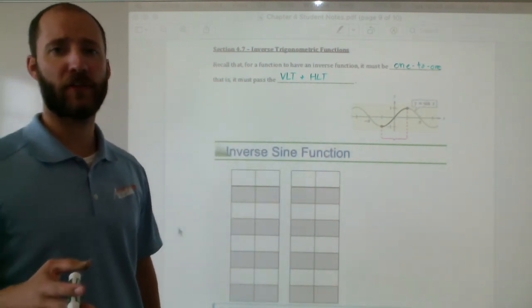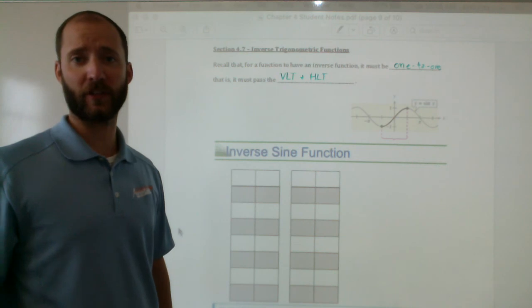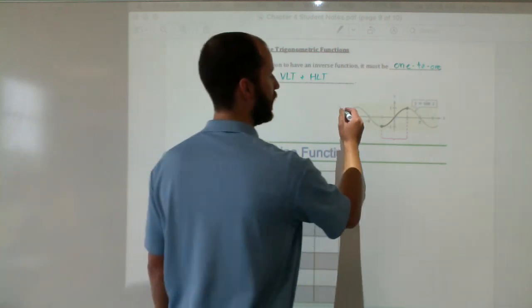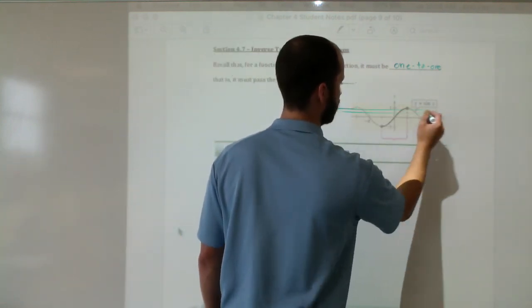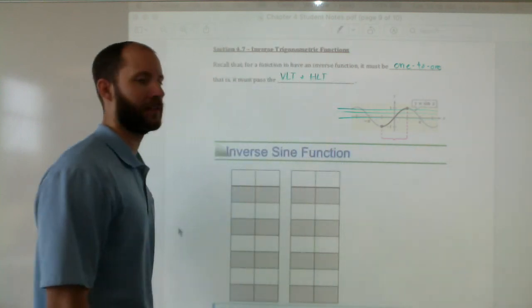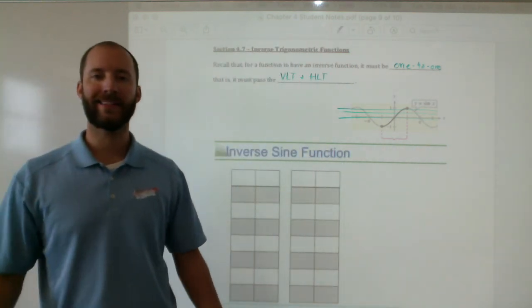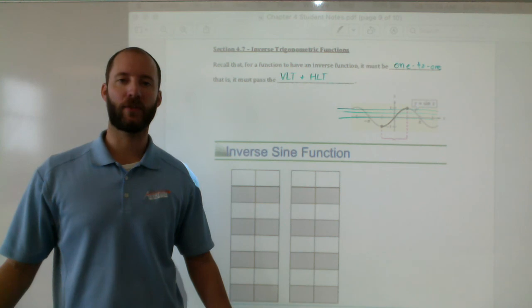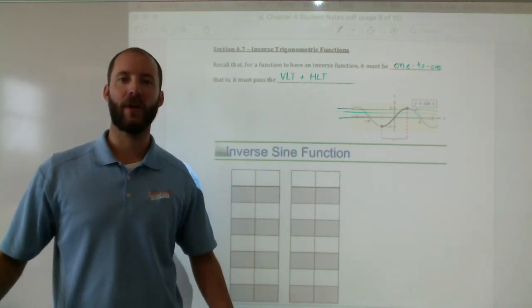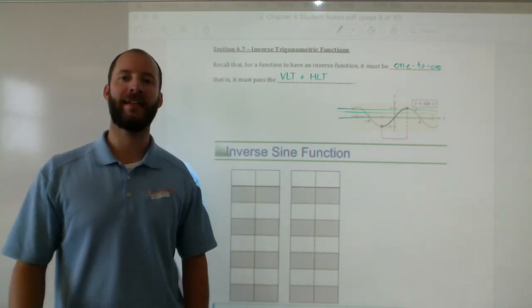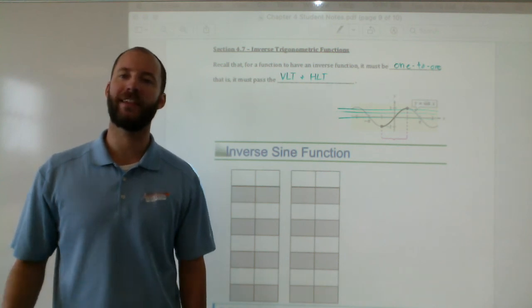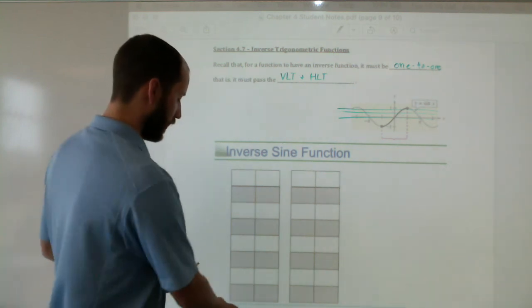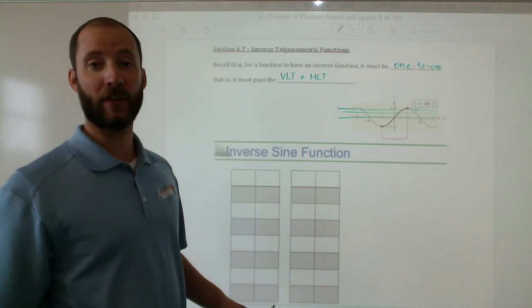Now, trigonometric functions, by definition, pass the vertical line test because they are functions. However, they fail miserably at that horizontal line test because they are cyclical. They're always cycling through the same y values. So any horizontal line is going to hit these trig functions an infinite number of times. Now, we still want to create inverse trig functions.